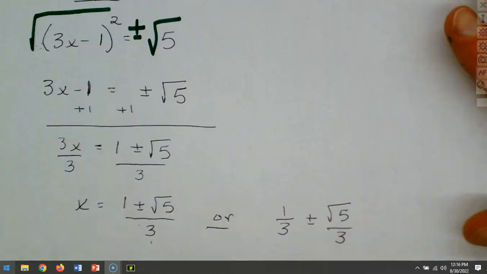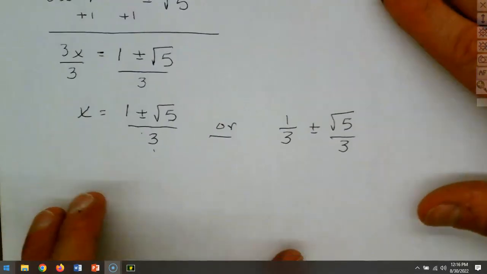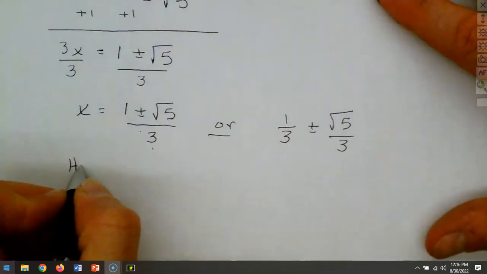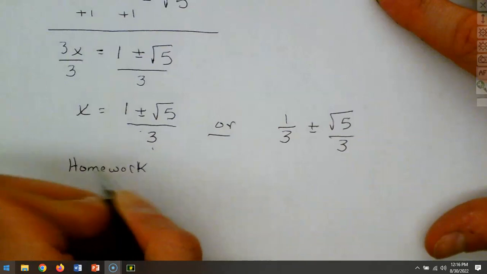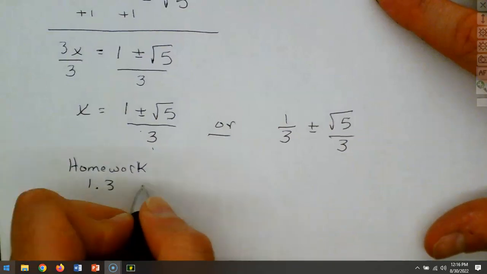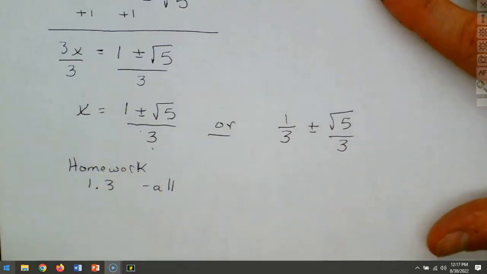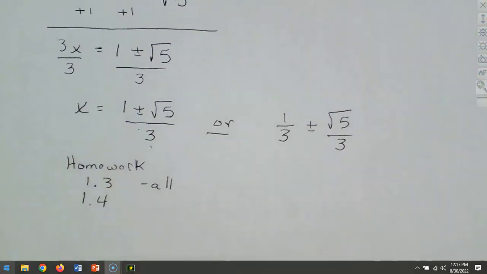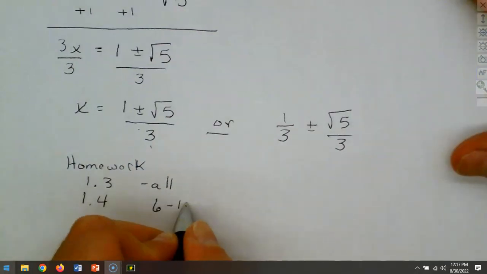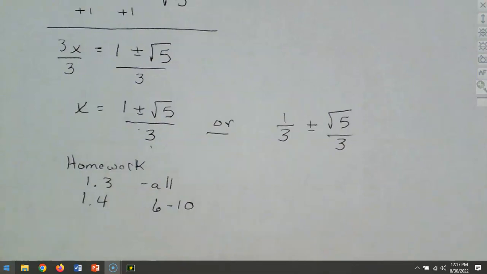Now, what's going to be our homework? Well, our homework now, or what we've covered, is we have covered 1.3. You should be able to do them all. 1.4, you should be able to do, I believe, 6 through 10. Because those are the square root property problems. And I will see everyone then on Thursday.